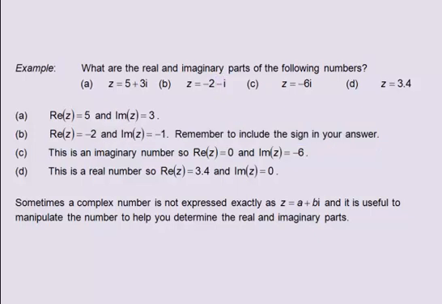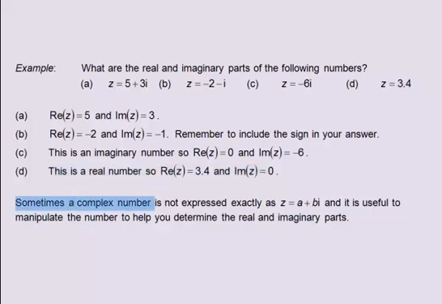In part C, this is an imaginary number, so the real part of z equals 0 and the imaginary part of z equals minus 6. In part D, this is a real number, so the real part of z equals 3.4 and the imaginary part of z equals 0.